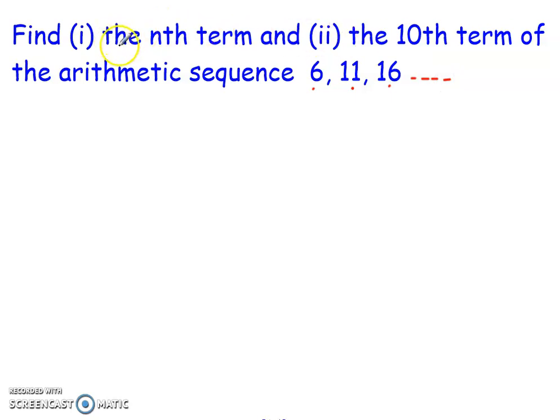I want to find the nth term, so that means finding some sort of formula for un. And then I want to find the 10th term of the arithmetic sequence. So let's start by looking for the nth term un. Remember, we said that un equals a plus n minus 1 times d. From this, we know that u1 is equal to a, which is our first term, which in this case is 6. We then want to find out the common difference d.